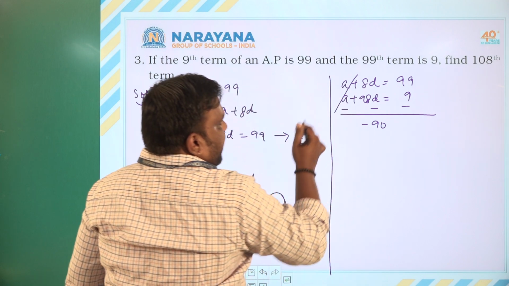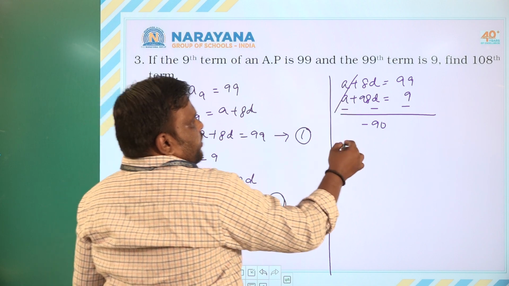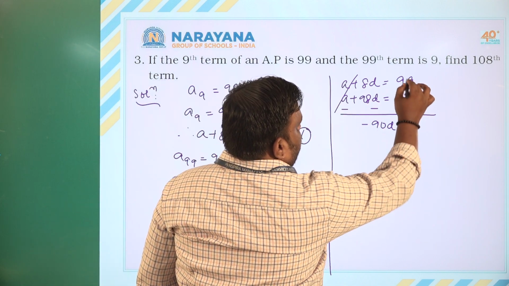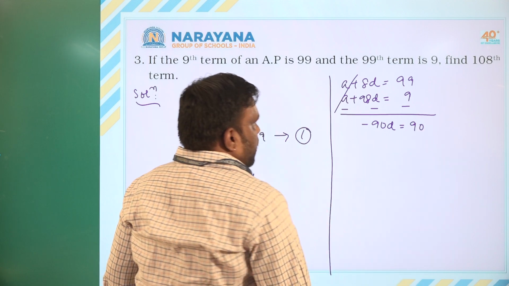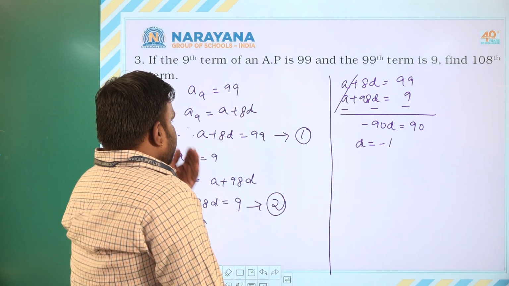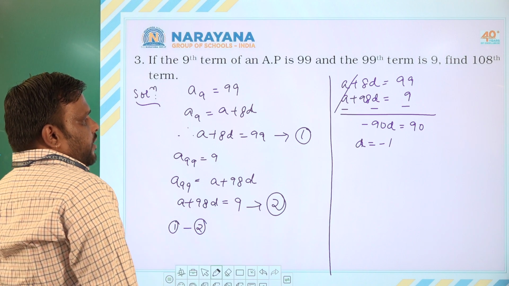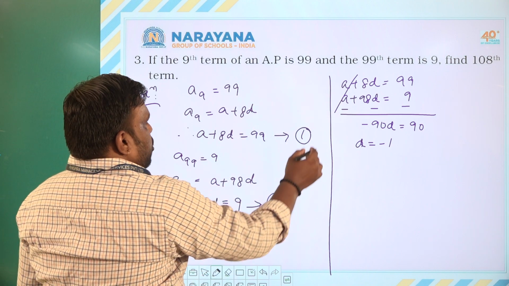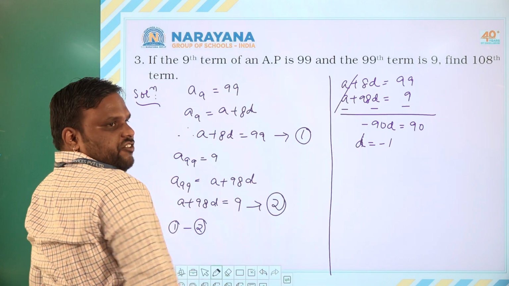minus 90D. 8D minus 98D will give you minus 90D, is equal to 99 minus 9 will give you 90. So now from here D will be equal to minus 1. Now you got the value of D as minus 1. Now substitute the value of D as minus 1 in any one equation to get the value of A. So let me substitute the value of D as minus 1 in equation number 1.